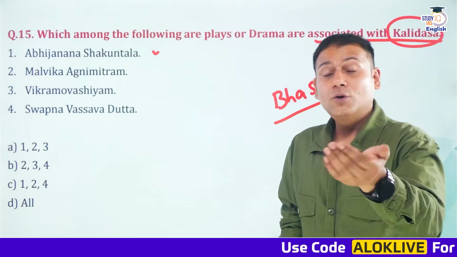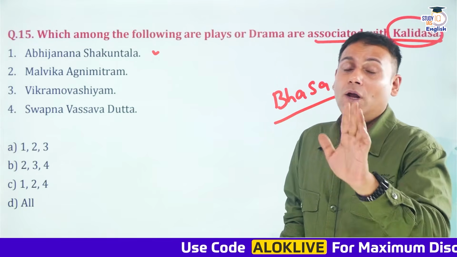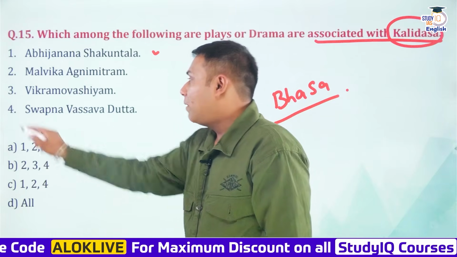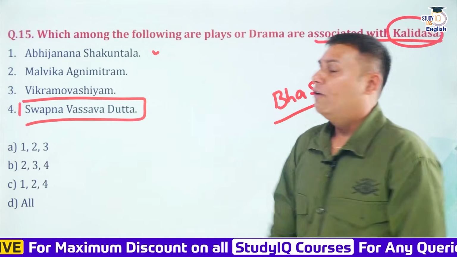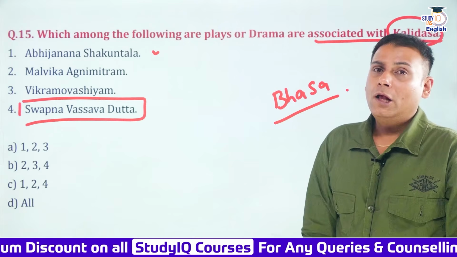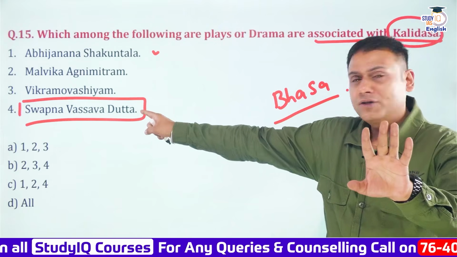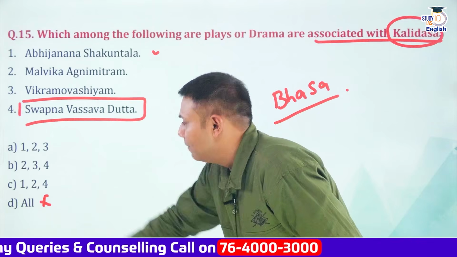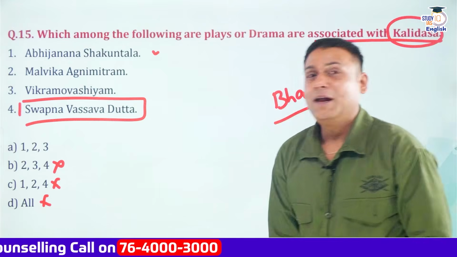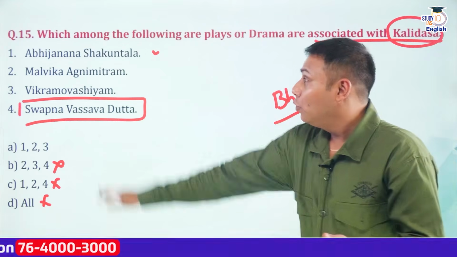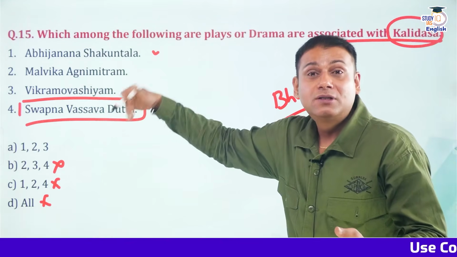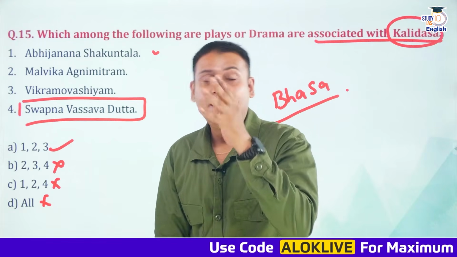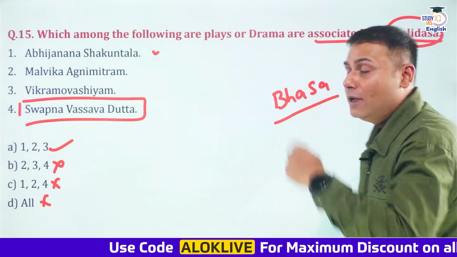The majority of those preparing for civil services know that Kalidas has written Malvikagnimitram. Okay, and we know one thing, that Swapnavasavadatta was written by Bhasa, but we do not know whether Vikramorvashiyam was written by Kalidas or not. So since Swapnavasavadatta was written by Bhasa, option 4 won't be there. And since option 4 won't be there, this option gets eliminated, this option gets eliminated, this option gets eliminated. Automatically, even if you do not know whether Vikramorvashiyam was written by Kalidas or not, this becomes the answer because the rest of the 3 are eliminated. Let's go with the second question.